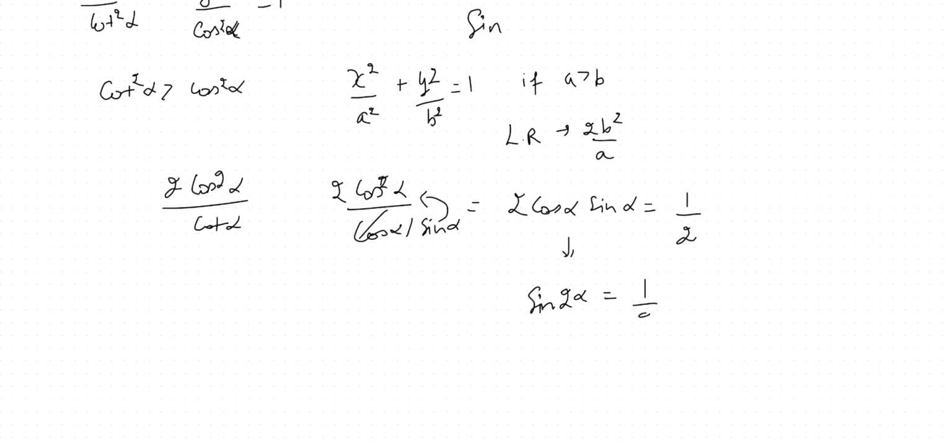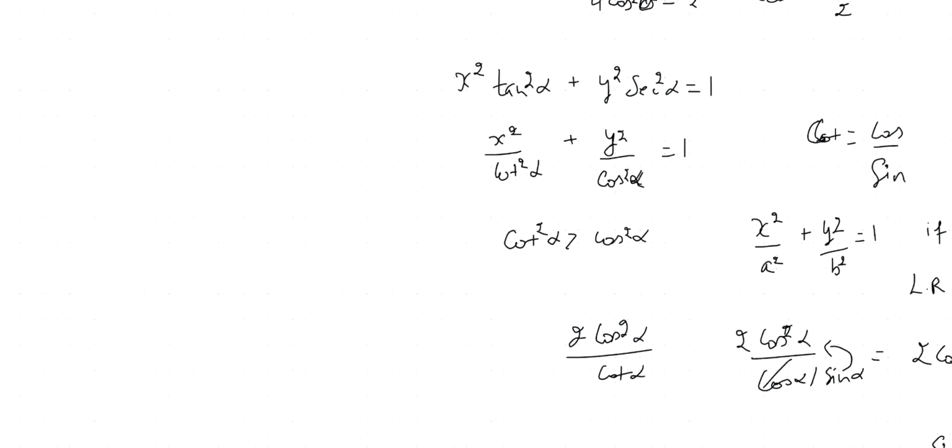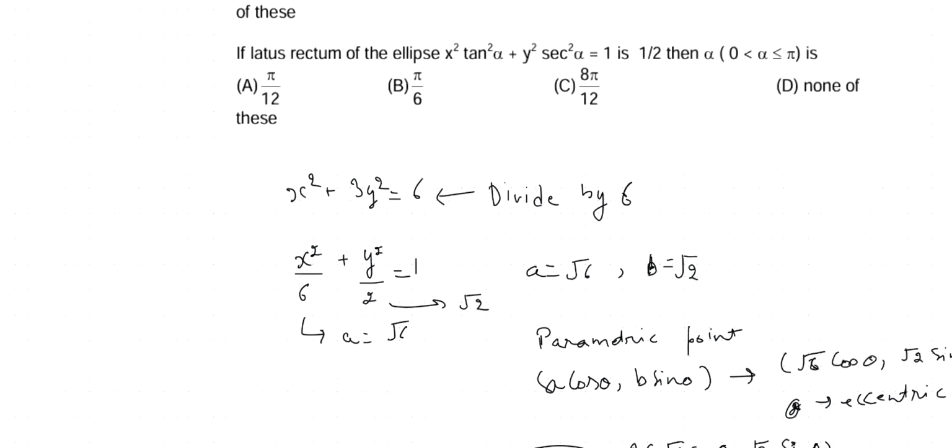So for the angle for which sine theta is 1 by 2, we can say 2 alpha is 30 degree or pi by 6. And mostly after 10th grade, we drop the degree notation and we use the angle in the form of multiples of pi. So alpha will be pi by 12. That is one of the values. So let's see which option satisfies. So option A, pi by 12, is the correct option.